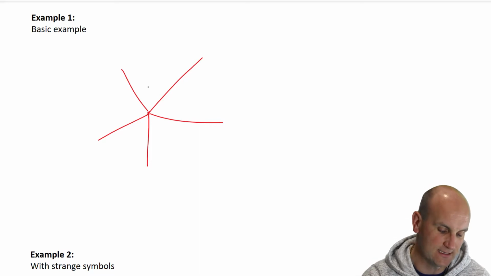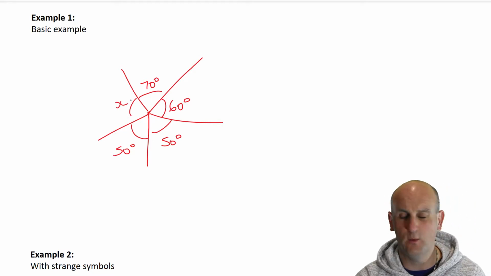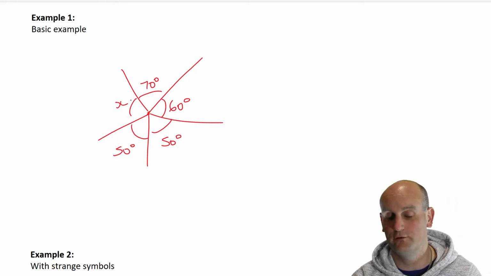So, here's a basic example. Let's say that angle there is 70 degrees. Let's say that's 60 degrees. Let's say that's 50 degrees. Let's say that's 50 degrees as well. And I'm going to write down the value of x. Now, whenever we see the x, that's the thing we want to try and find out.